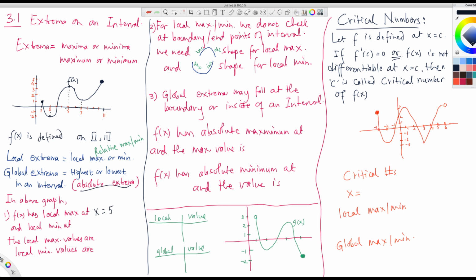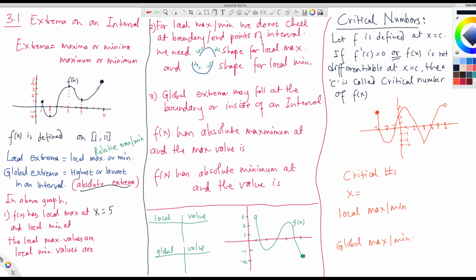At 5, we know that on the left of 5, the height is smaller than that value, and on the right of 5, the heights are also shorter than the height at 5. So it is the maximum of the surrounding points of 5. In the neighborhood of 5, on the left and the right, the height at 5 is the maximum. That's why it is called local maximum. It is the maximum locally. It is the minimum locally.